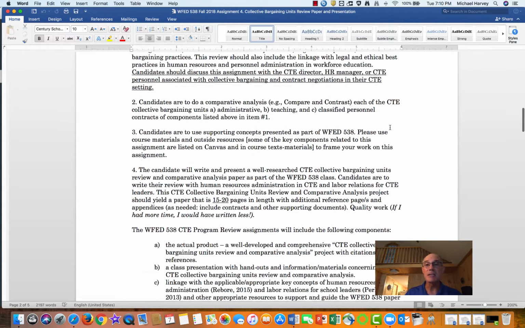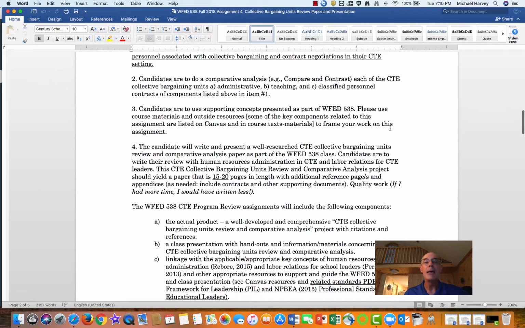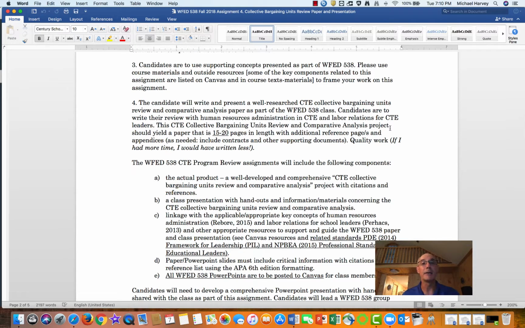Do a comparative analysis, comparing and contrasting these 3 bargaining units as outlined in number 1. And again, I will provide you with an Excel sheet that will help you with this comparative analysis from an organizational perspective. Use supporting concepts that come from our resources, text materials, and other related resources and readings that are part of our text, part of our Canvas course site, part of the websites that I provided, part of the statutory framework that is in your Canvas site under files, and or other e-readings or resources that are available.